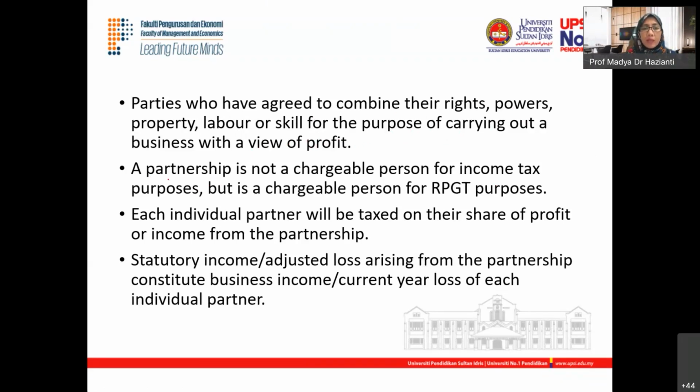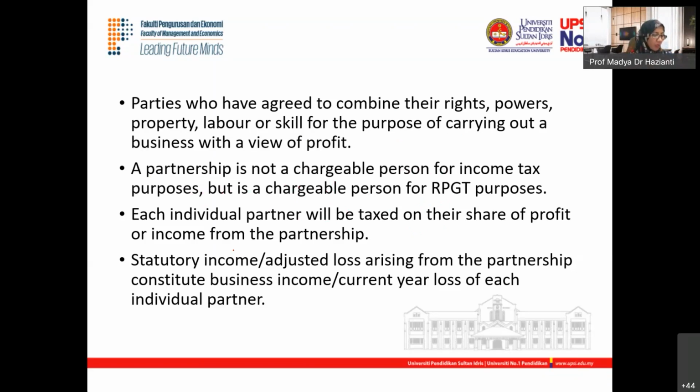Okay, but for income tax purposes, a partnership is not a chargeable person, but it is a chargeable person for RPGT purposes, which means the individual partner will be taxed separately. Okay, dia tak ada tax partnership, tax untuk specific partnership tak ada. Let's say ada 2-3 orang partner dalam tu, the partners will be taxed individually, based on their share of profit or income from the partnership.